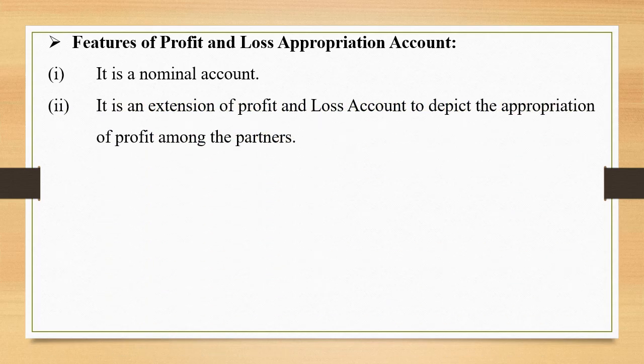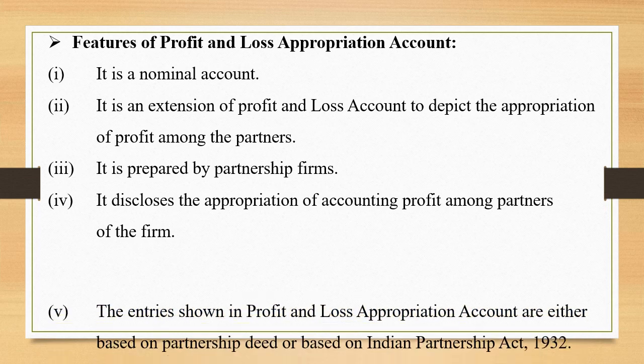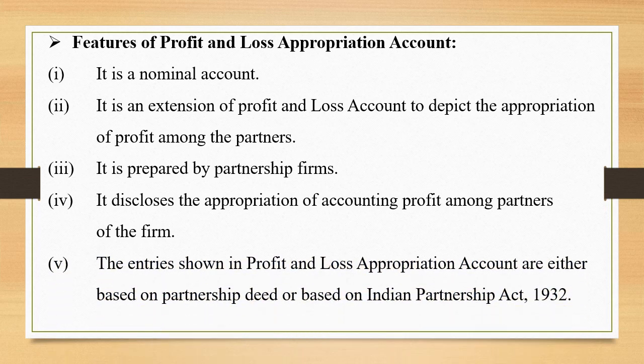Number 2, it is an extension of profit and loss account to depict the appropriation of profit among the partners. As I have told you earlier also, this is the objective of this account. Number 3, it is prepared by partnership firms. It discloses the appropriation of accounting profit among the partners of the firm. The entries shown in profit and loss appropriation account are either based on partnership deed or are based on Indian Partnership Act 1932.